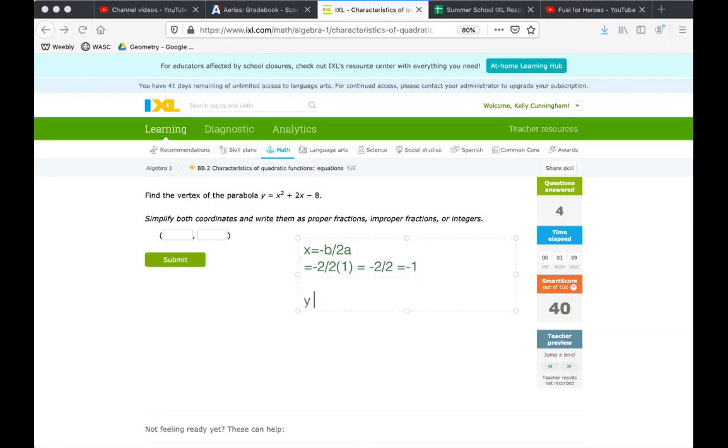So y equals, parentheses, negative 1 squared plus 2 times negative 1 minus 8. So that would give me negative 1 squared is a 1, minus 2 minus 8. Okay, I'm going to do this in pieces because I always mess up with negatives. So 1 minus 2 is a negative 1. And then we're writing minus 8. And that's a negative 9. So my vertex is at negative 1, negative 9.